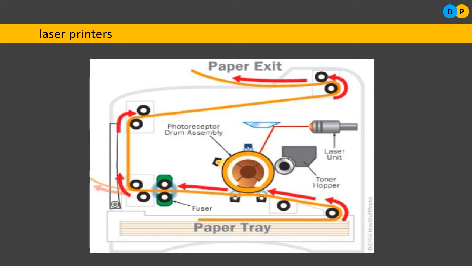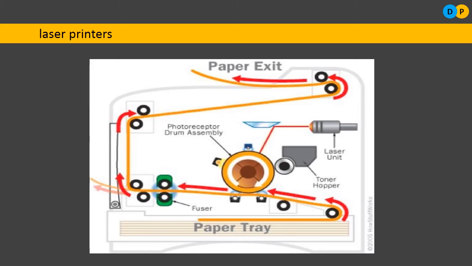That particular drum will be sensitized with the laser beam. So on a particular page of paper, the entire page will not be printed. Only specific areas will be printed. So on which particular areas will we take the printout? Those areas will be sensitized. First of all, the drum will be sensitized with a laser beam.